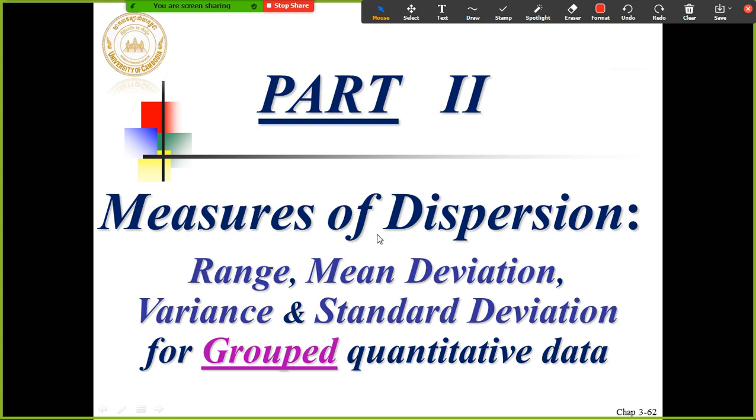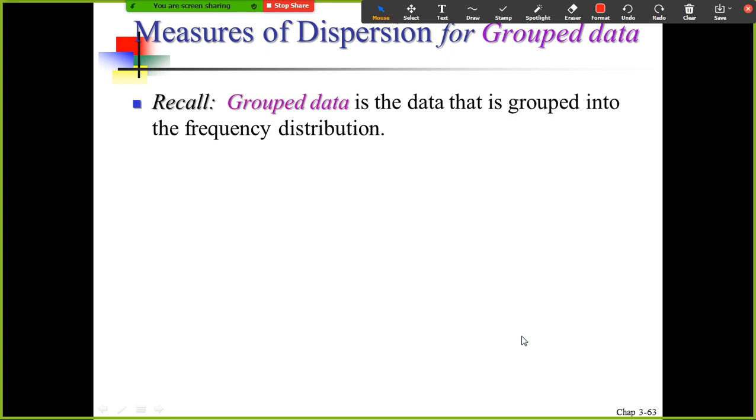To measure the dispersion of group data, we need to find a range, mean deviation, variance, and standard deviation. Okay, what does it mean group data? Group data refer to data that already classified, grouped, or categorized into frequency distribution. So in short, it means the data that already passed 5 steps.